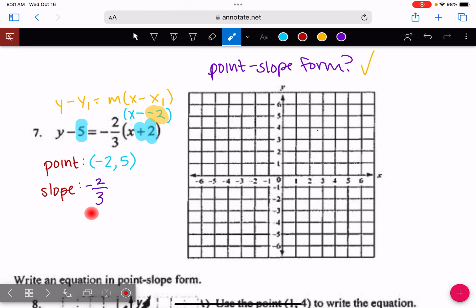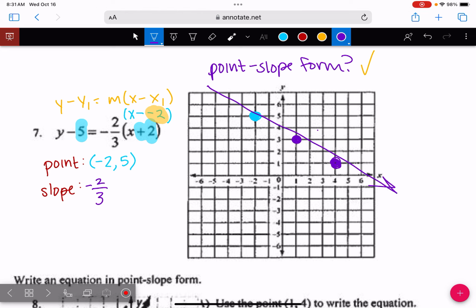Now I'm ready to graph. I have my two important pieces of information. I'm going to come over my graph, go over to -2, up 5, plot a point. And now I'm going to use my slope to go down 2 over 3, plotting a point. I'll do it one more time. Down 2 over 3, plot a point.